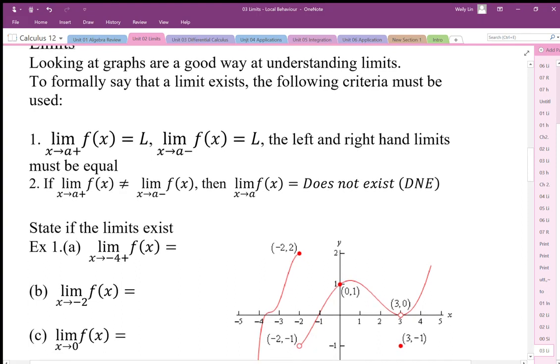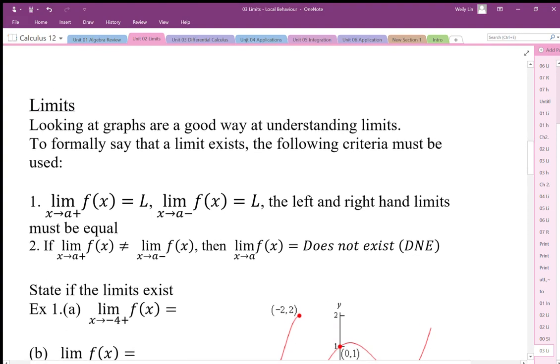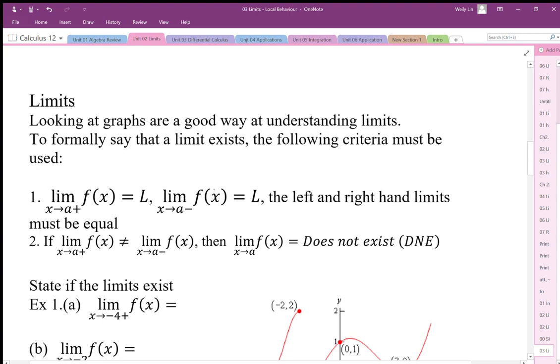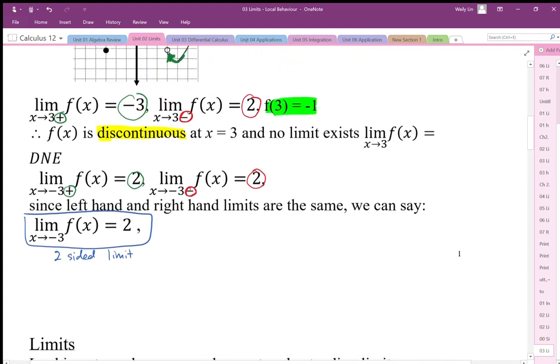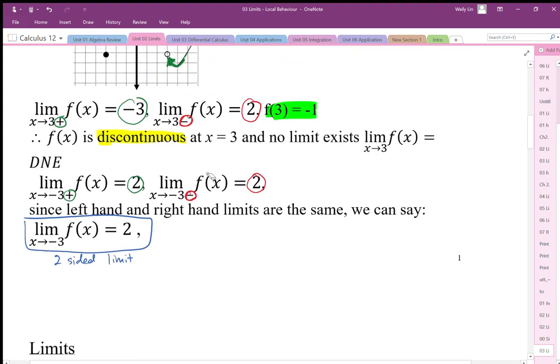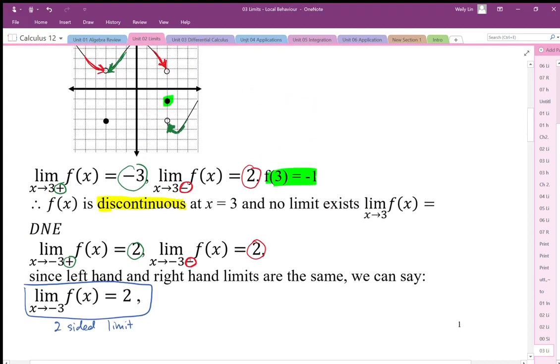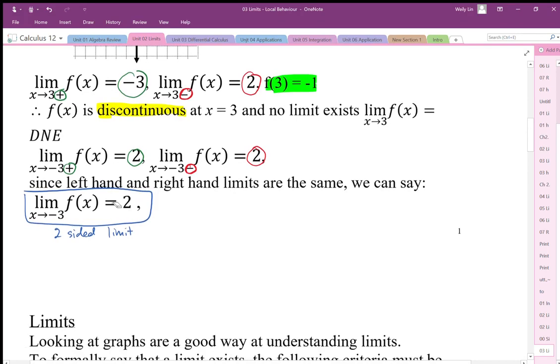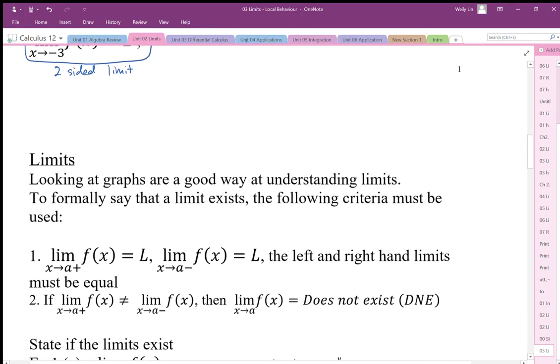This is what we talked about a little bit earlier: the right-hand limit and left-hand limit. If they are the same, and they're equal, then we say that a limit exists. That was the issue right here. The left-hand limit and the right-hand limit are the same, so we say that the two-sided limit exists.